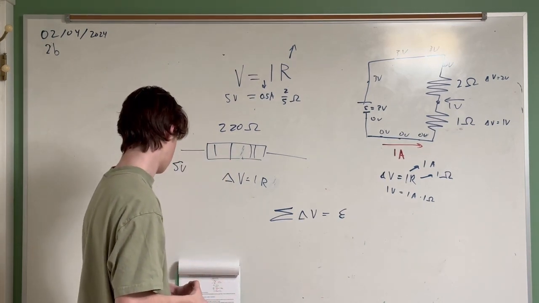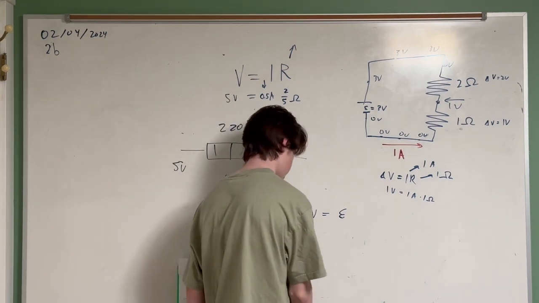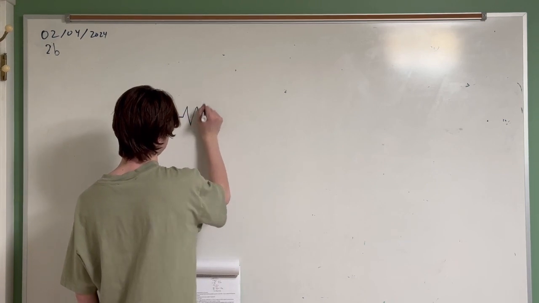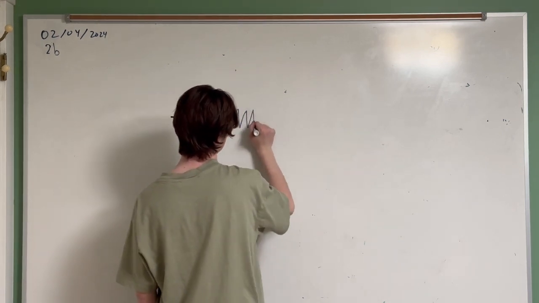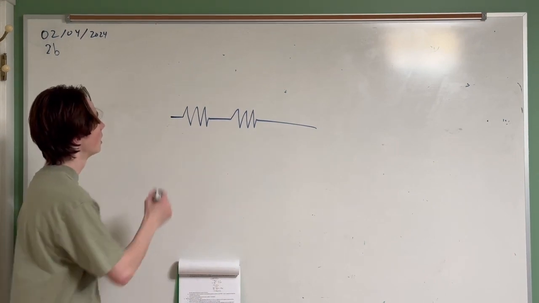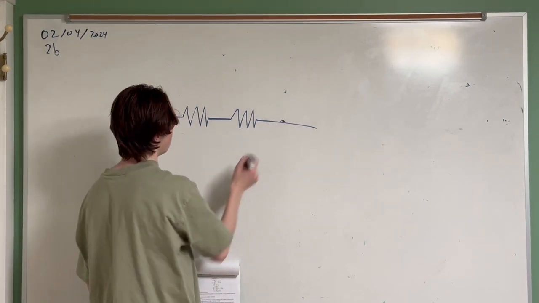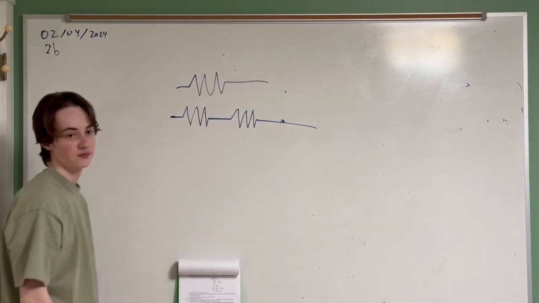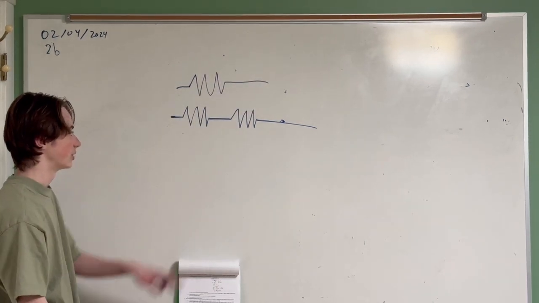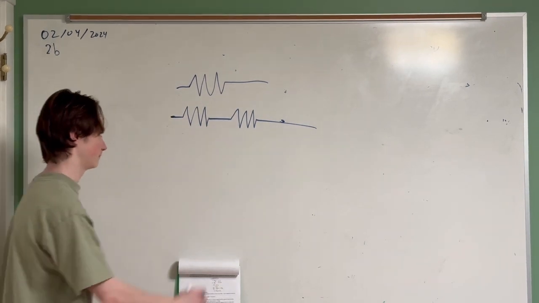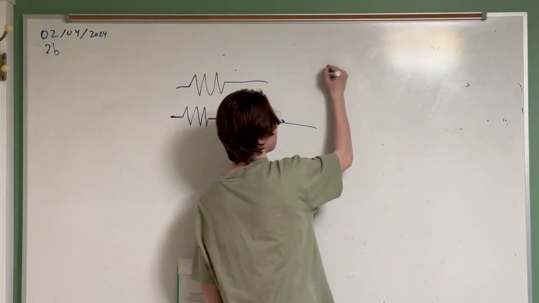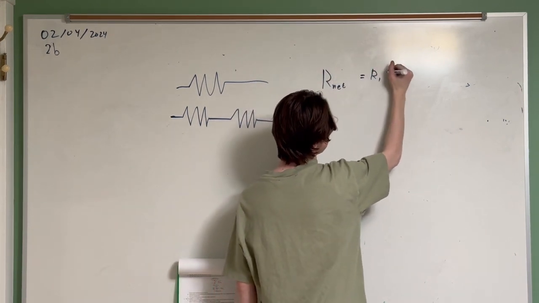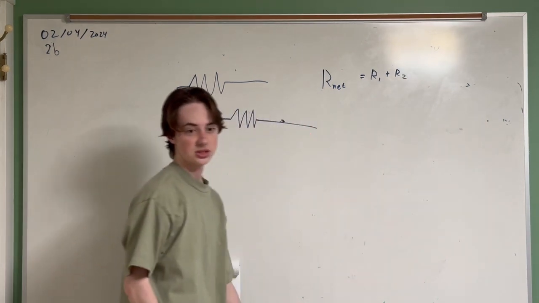Okay. So that brings us to the next formula, which is resistors in series. If we have 2 resistors in series, they can act like just one resistor. They don't have any other properties if we don't care about measuring the voltage in between them. So R net, the total resistance, is equal to R1 plus R2. Simple. You add the resistances together.